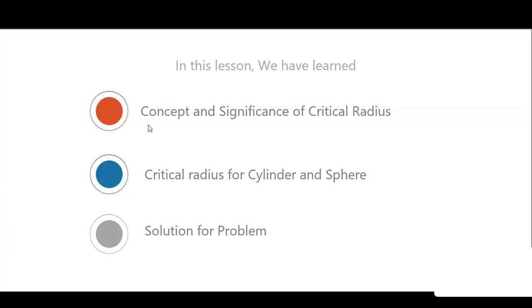So in this lecture, we have seen the concept of critical radius, the significance of critical radius for steam pipes and electrical conductors, and how to calculate the critical radius for cylinders and spheres, and we have solved one problem based on the critical radius of insulation.